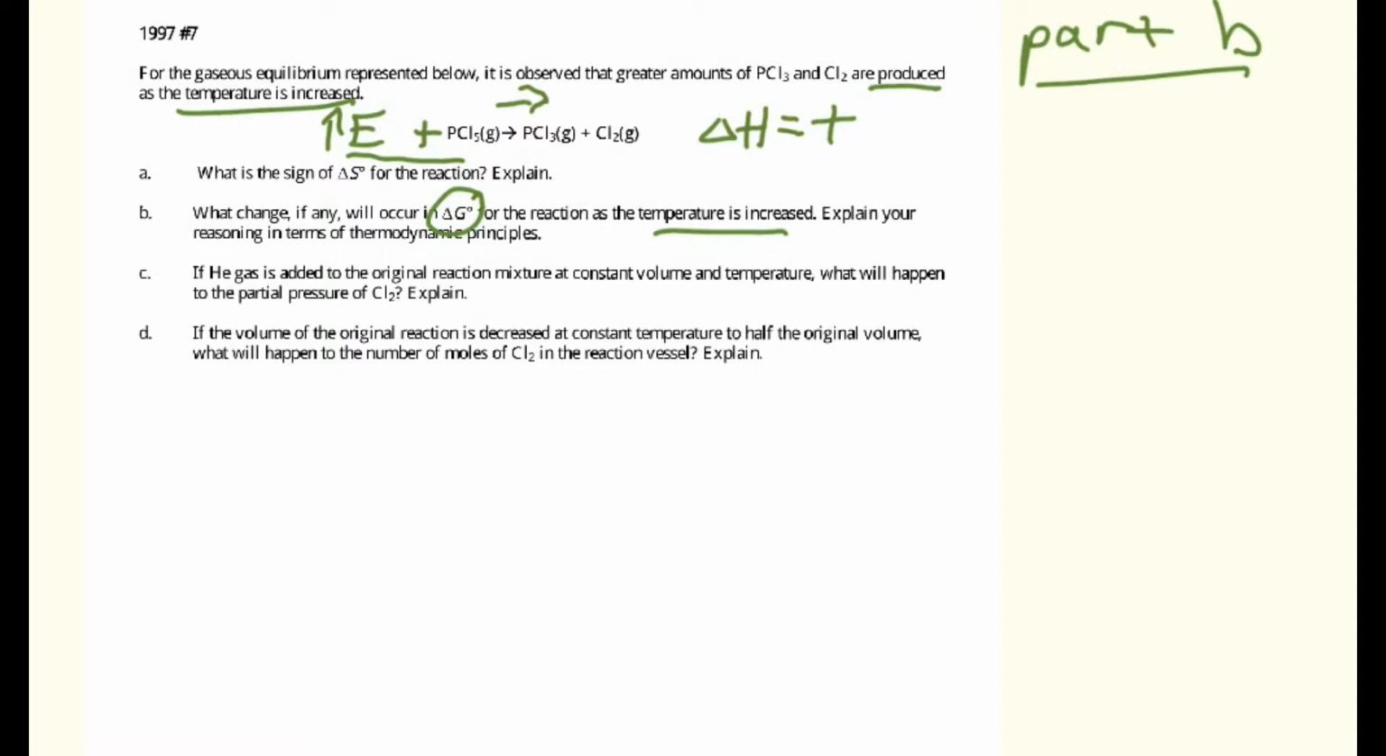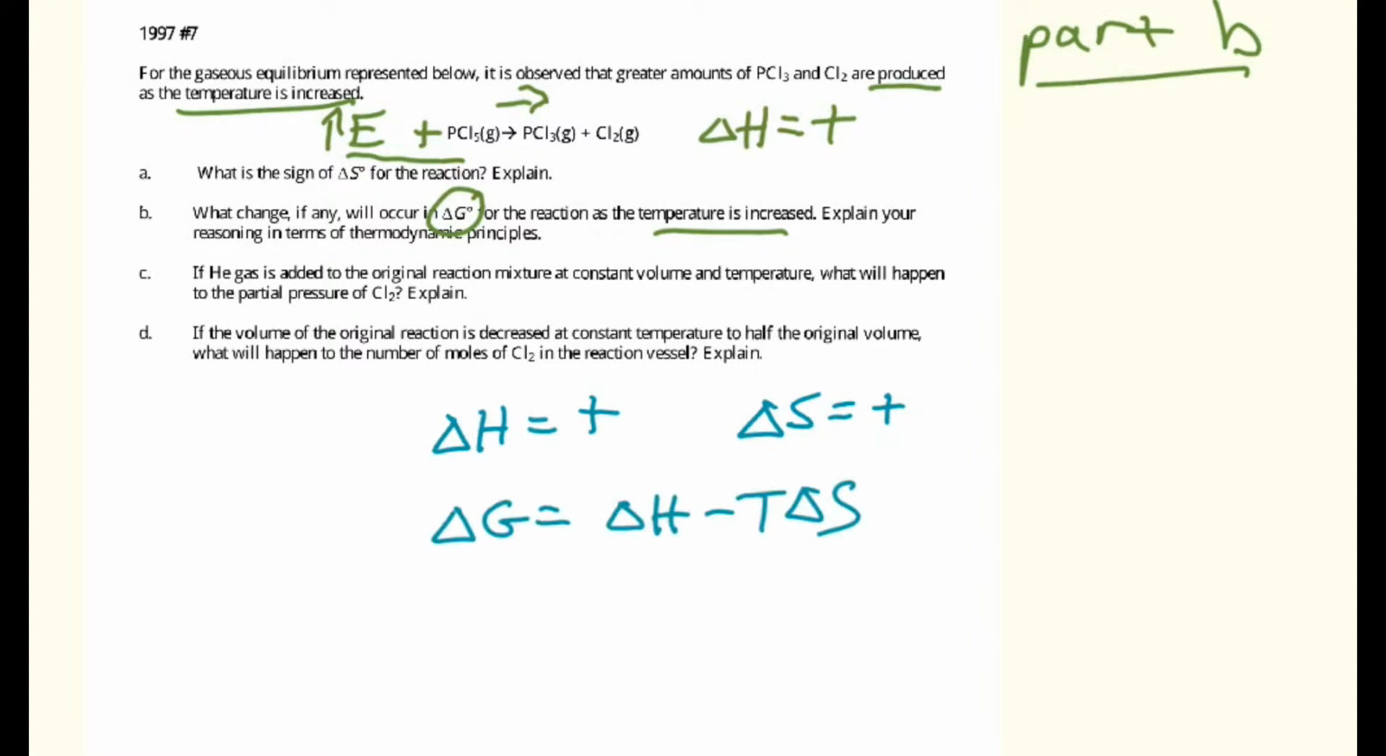So we now know that delta H is positive, and delta S, we just predicted a moment ago, was positive, and we're trying to interpret what's going to happen to delta G. Well, if we do that, we need the Gibbs-Helmholtz equation. We know that delta S is positive, delta H is positive, and there are a couple of ways that we could explain it. Maybe we'll try it mathematically this way.